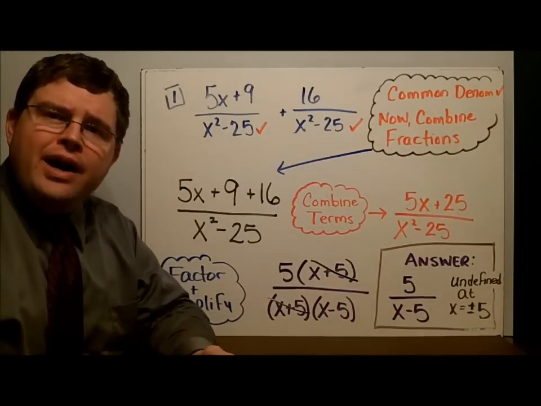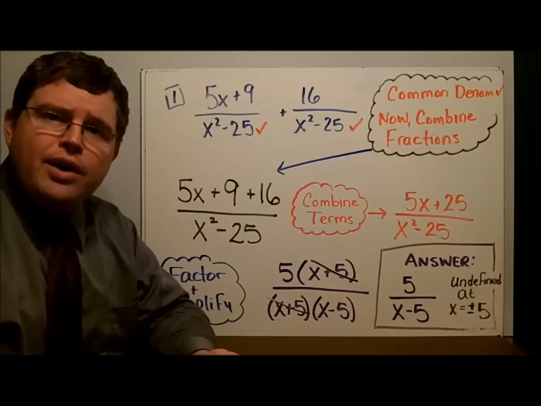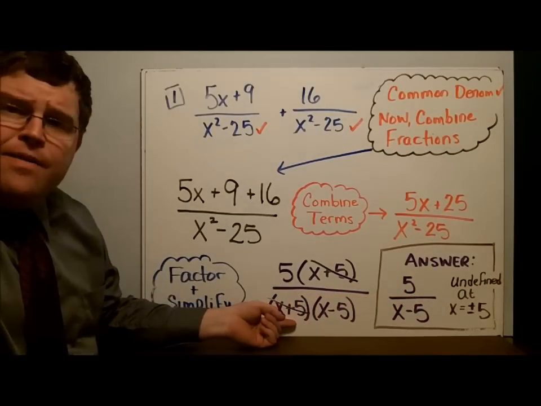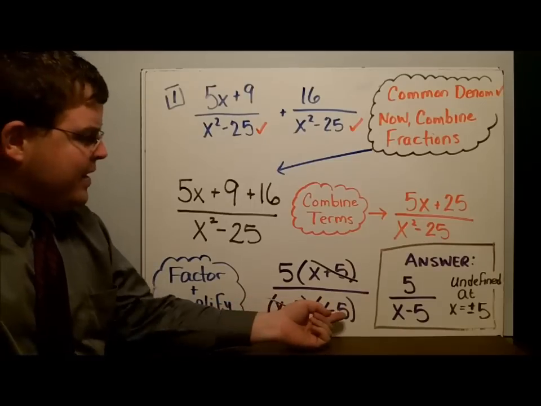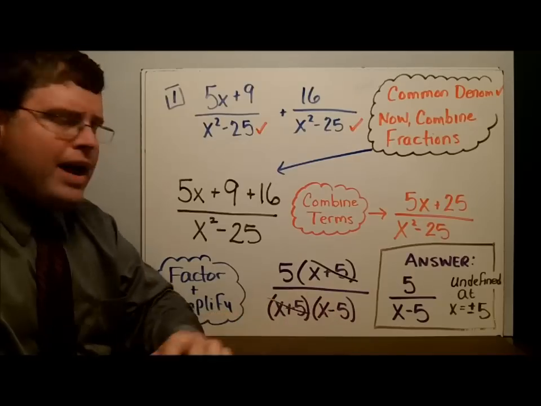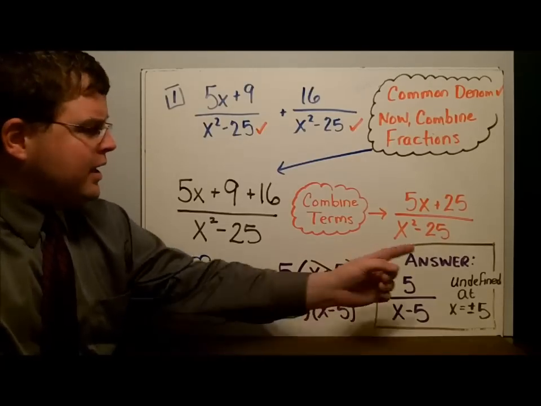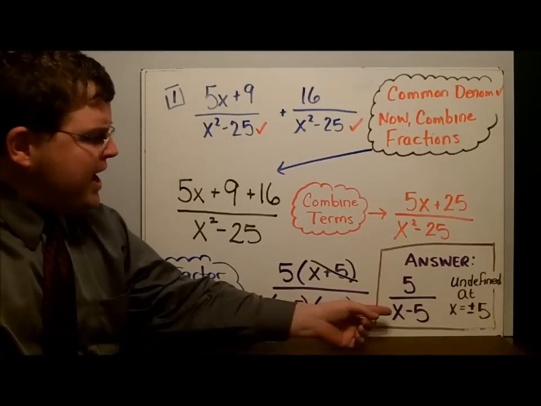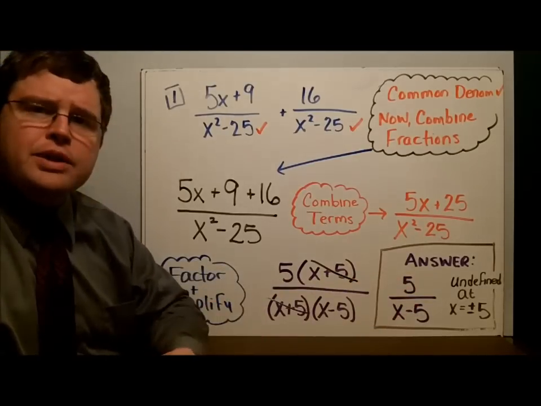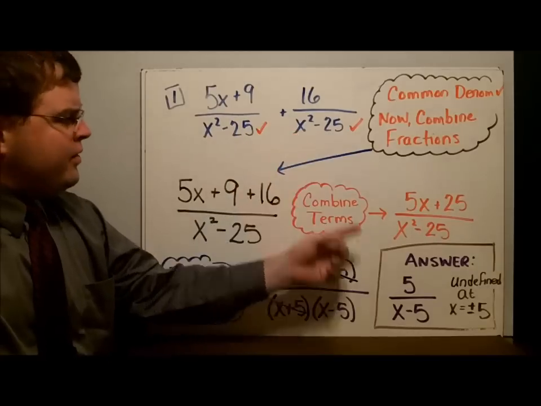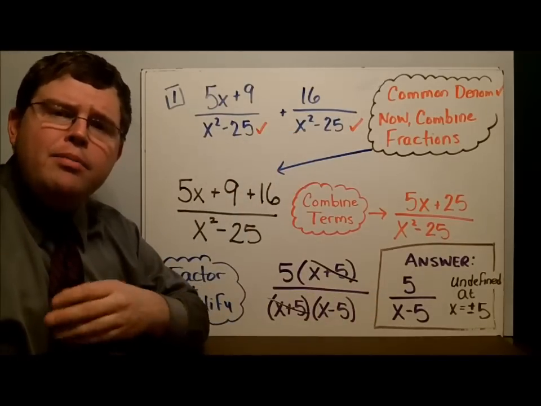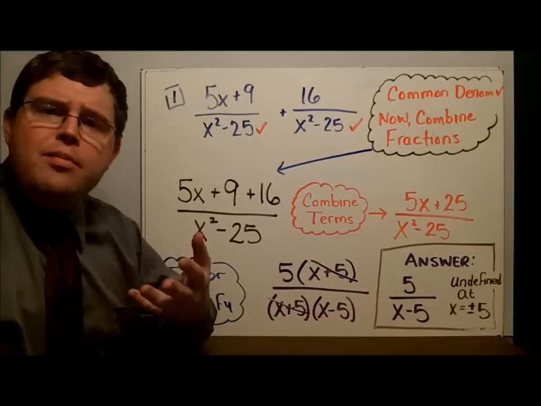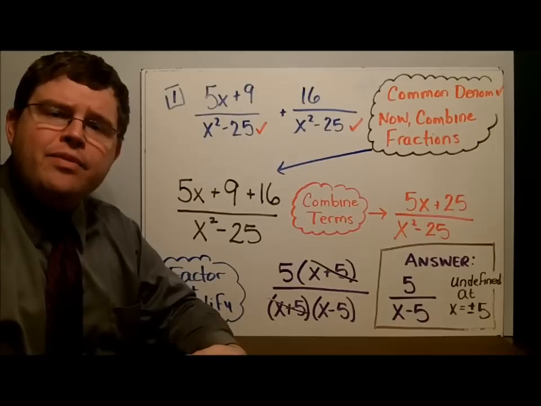Now, we can't forget about the undefined values, the numbers that we can't plug into this function. If we have x plus 5, well, x cannot be negative 5. If we have x minus 5, x cannot be equal to 5. So it's undefined at x equals positive or negative 5. So here we have our fractions written in simplest form. When you add these two together, this is what you get. And remember, plug any numbers into these that you want, and plug it into that, and the number that comes out will be the same.